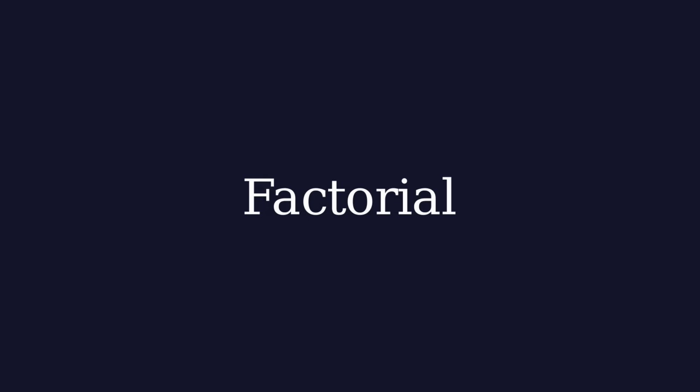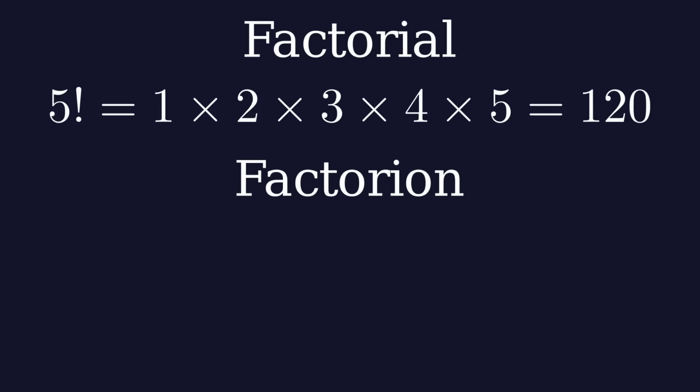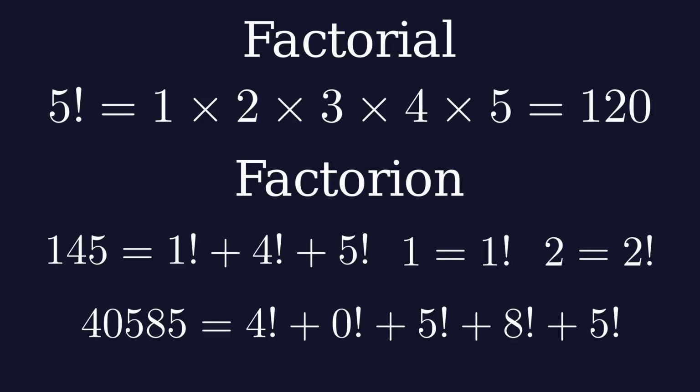Factorial is the product of all positive integers from 1 up to a given number. It is denoted by an exclamation mark. For example, 5 factorial is equal to 1 times 2 times 3 times 4 times 5, which is equal to 120. Factorions, on the other hand, are numbers which are equal to the sum of the factorials of their digits. For example, 145 is a factorion, because 1 factorial plus 4 factorial plus 5 factorial is equal to 145. Factorions are very rare. In fact, there only exist 4 of them. They are 1, 2, 145 and 40,585.